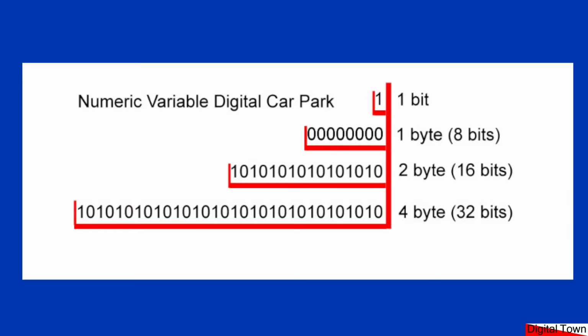If you did lesson 6 on the Digital Town website, you'd have looked at different types of numeric variable, and you'd remember this little sketch, the numeric variable digital car park. It was a way of trying to visualize the data. And as you can see here, we've got a 1-bit, we've got 1 byte, which is 8 bits, we've got 2 bytes, 16 bits, which makes up an integer, and we've got 4 bytes, 32 bits, which would make up the data type that is called a long. And we looked at how a variable contains the various zeros and ones to make up that value.